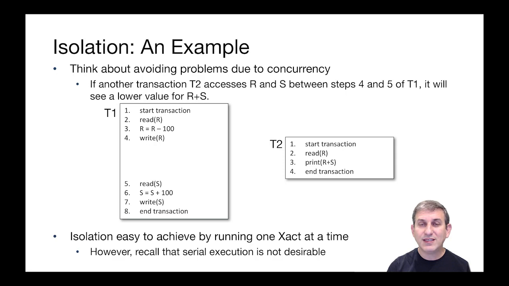And so what we're seeing here is an inconsistency. T2 is seeing a state of the database that is not isolated from T1. T1's actions are visible to T2 in a transient way. Okay, and that's the kind of isolation we want to provide, is to avoid these kinds of problems. We'd like T2 to either have the effect of looking at the database before T1 runs or after T1 runs. So that isolation is what we're going to try to achieve.